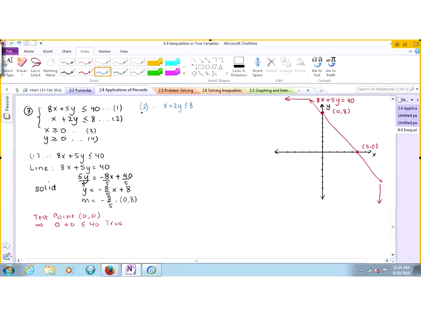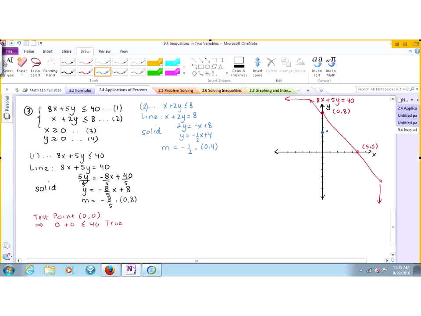So now what about the second one? x plus 2y is less than or equal to 8. So what is the line? x plus 2y is equal to 8. So you want to solve for y? Okay, so 2y is equal to negative x plus 8. So y is negative half x plus 4. Yes. So slope is negative half, 0, 4. Solid? Okay, so 0, 4, 1, 2, 3, 4.